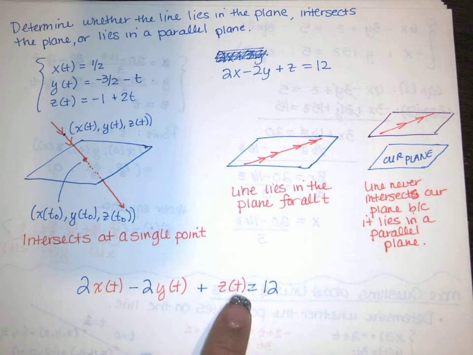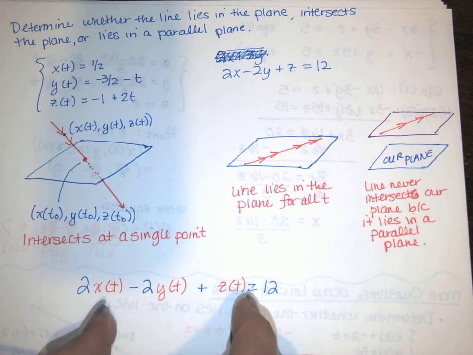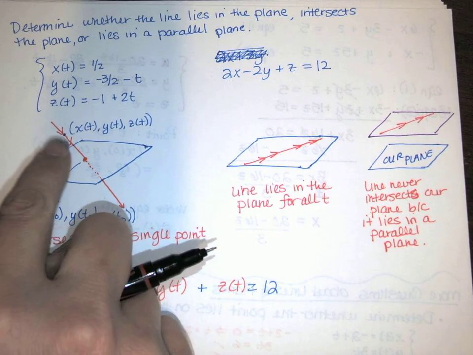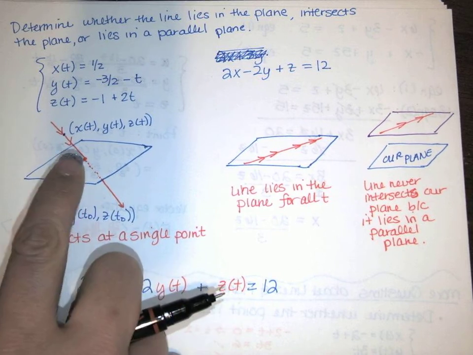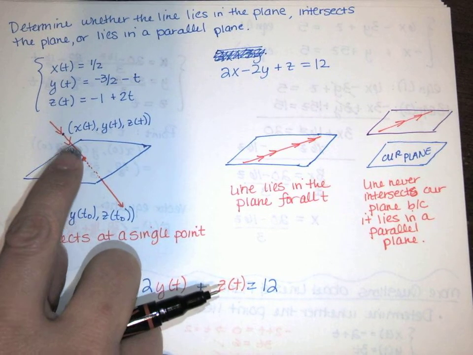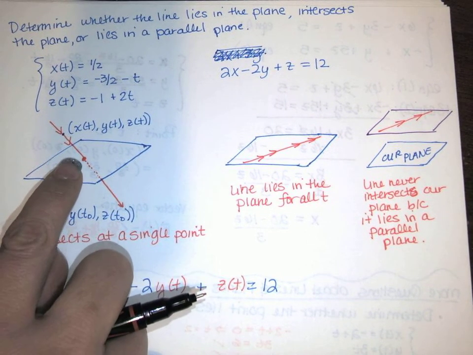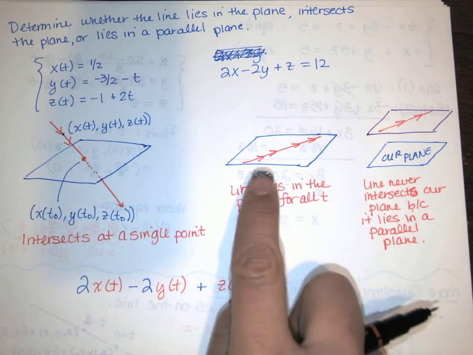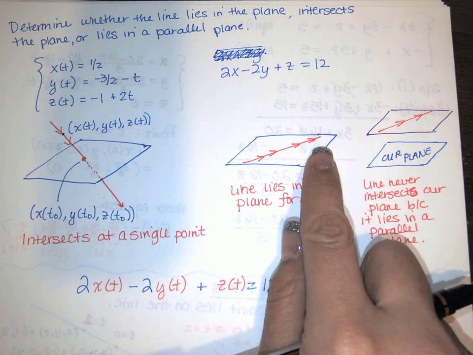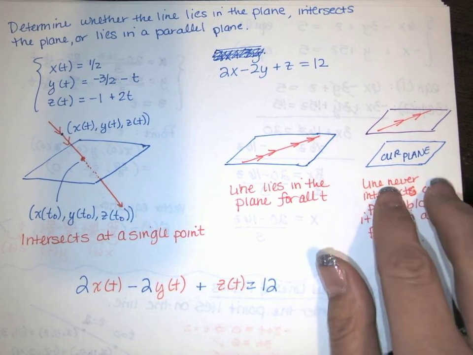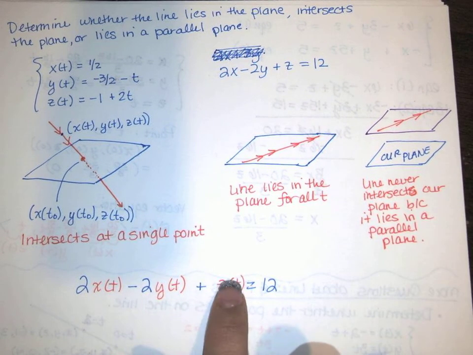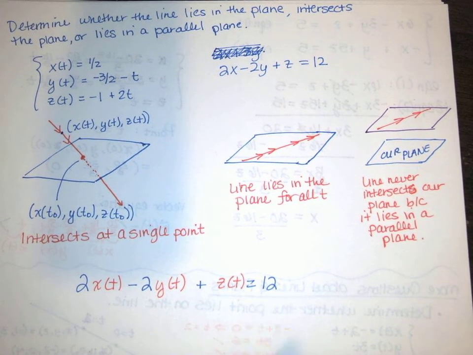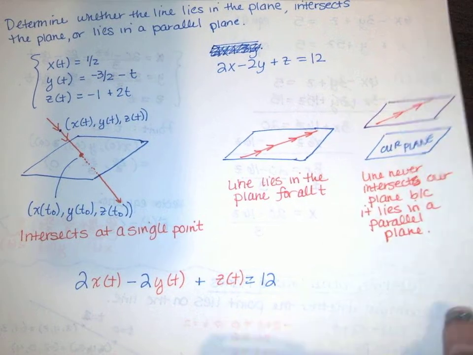But if you get a single value of t, that just means these parametric equations for the line satisfy the equation of the plane, but only at one point in time. We want to know, does it satisfy this equation for a plane all the time, no matter what t is? Or does it never satisfy the equation of a plane because this reduces to some number that's not 12? Let's see which case we're in here.